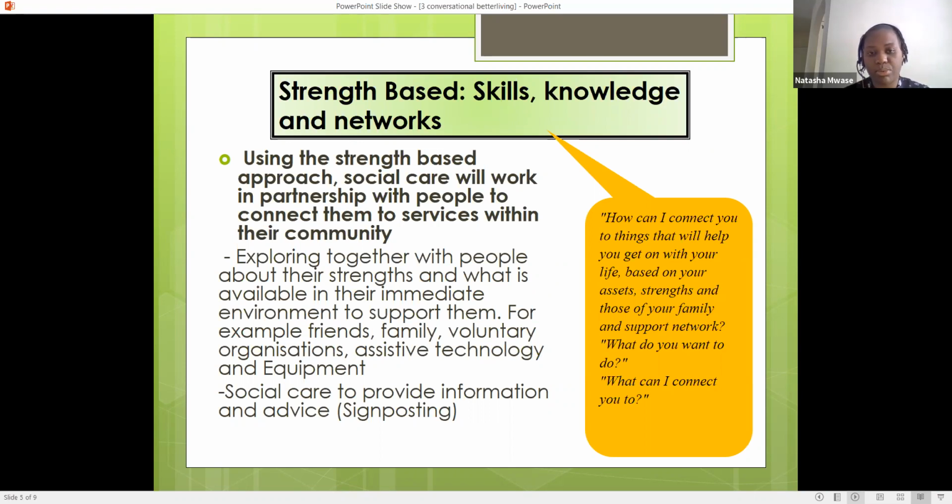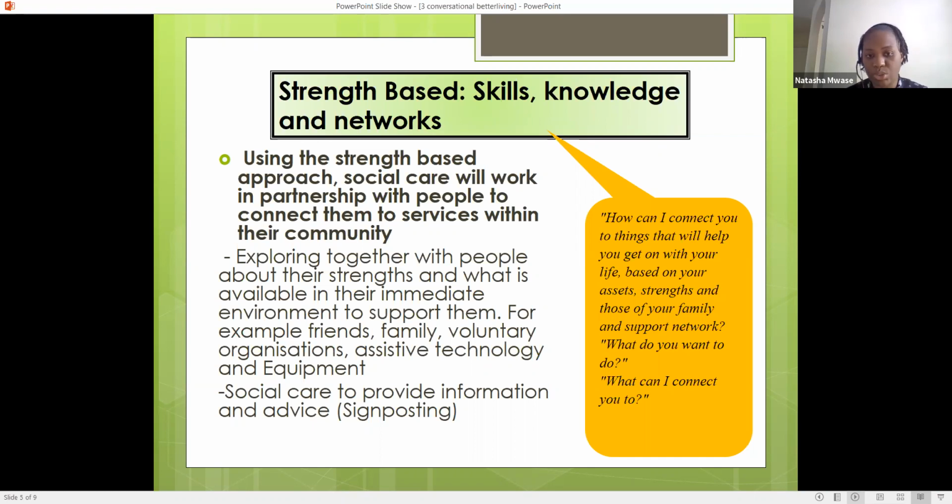Using the strength-based approach, social care will be working in partnership with the adults and their family and carers to connect them within the community. So it's about exploring together with the adults, their family and their carers what the person is able to do, rather than what the person is not able to do. We're looking at the things around them within their environment, for example their friends, their family, and voluntary organizations.